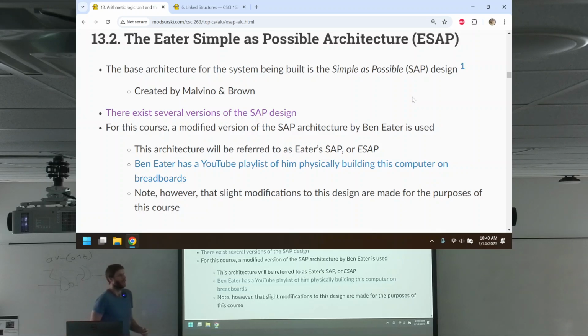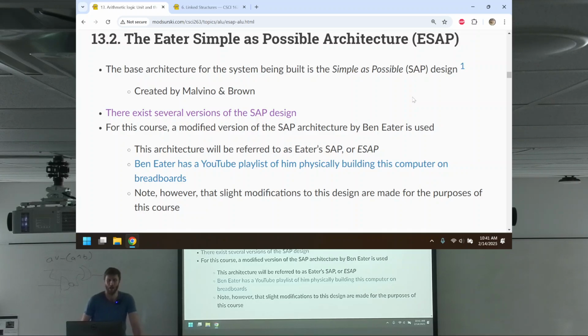However, we're going to be working towards a slightly modified version, not very much modified, based on the work of Ben Eater. Ben Eater has this YouTube series where they build a computer that we're going to be working towards as well. The thing we're working towards is not going to be an exact copy of Ben Eater's version of the simplest possible design, but it's going to be close enough that we're going to call this the SAP, simple as possible architecture.